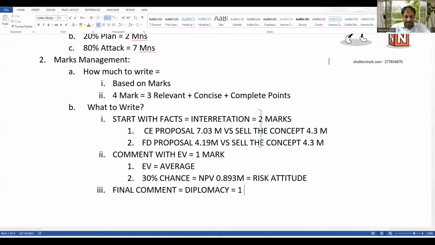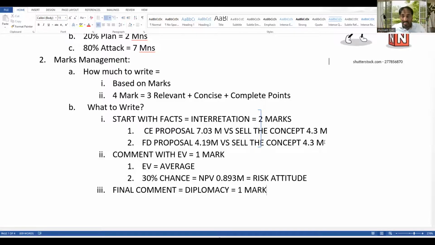Final comment also has 1 mark. And here I mentioned the final comment, some diplomacy. Although you need to mention here the proposal with the chief executive having the positive NPV, you need to proceed accordingly. And with this question, there is nothing absolute we can say.